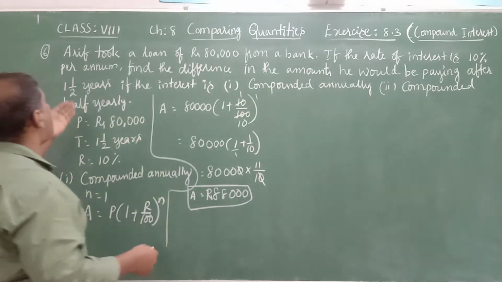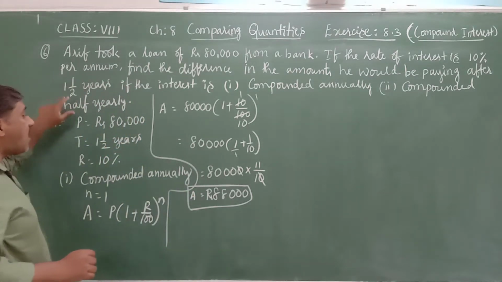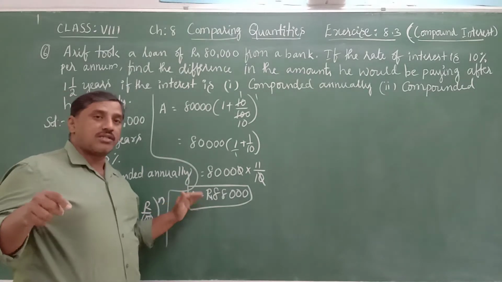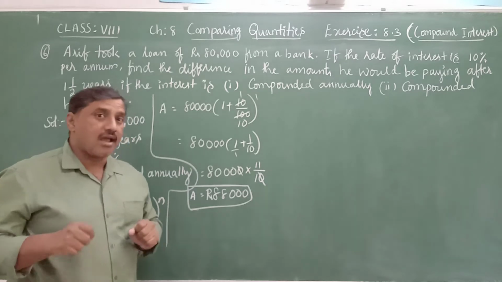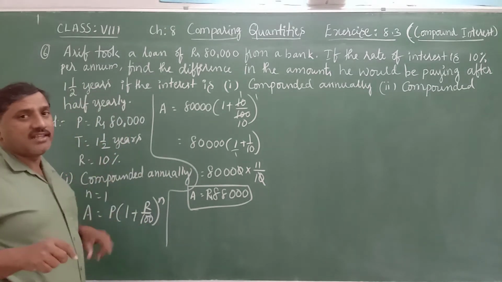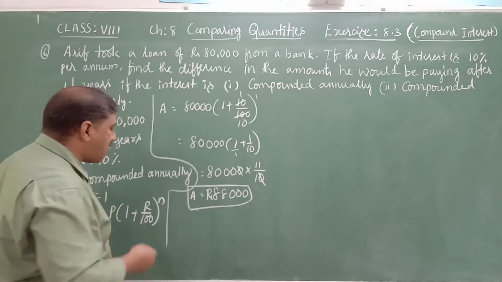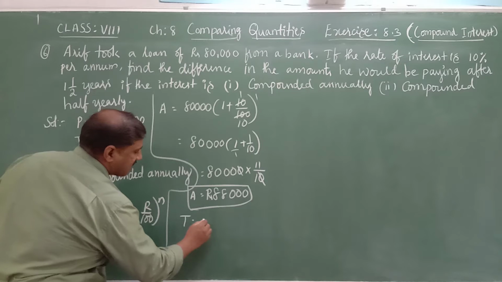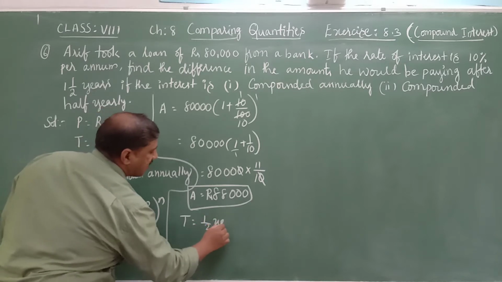But we have to find the amount for 1.5 years. We found this amount for 1 year using the compound interest formula. Next, for the half year, find the interest using simple interest. Here time t is equal to the half year, that is 6 months.